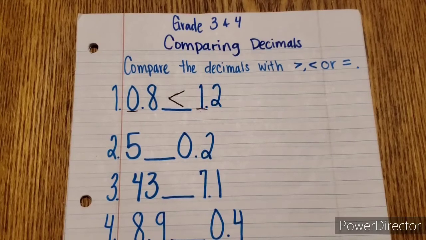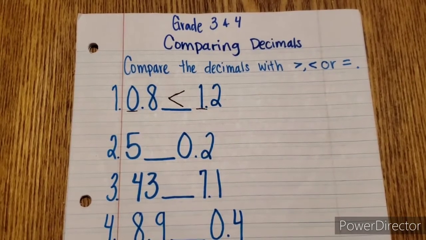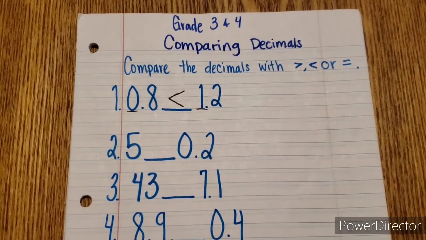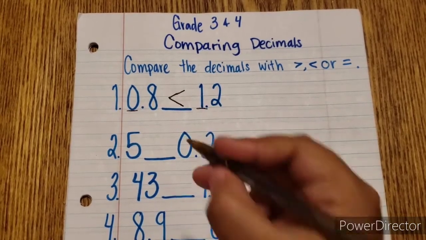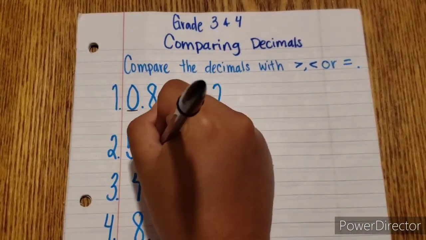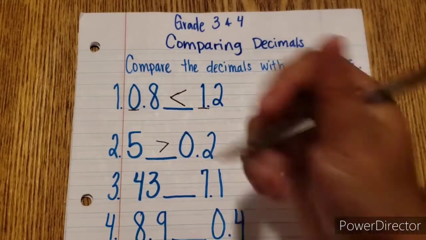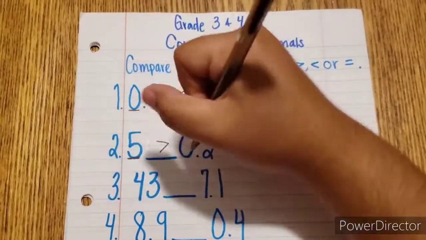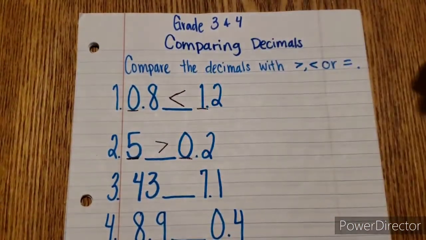So now let's look at number 2. We have 5 and 0.2. So is 5 less than 0.2 or is it greater? It is greater. So 5 is greater than 0.2. And why is that? If we look at this digit 5 and 0, 5 is greater than 0.